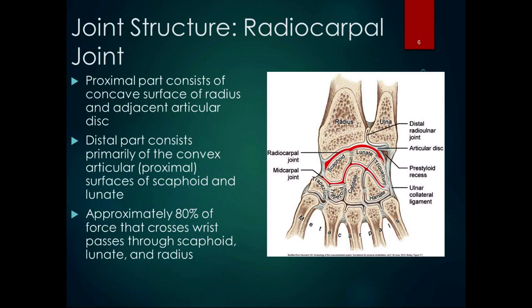The scaphoid is the most commonly fractured carpal bone, and it's because of where it articulates with the thumb. A lot of times if you're holding onto something like a ski pole and you crash and your hand gets jammed, the scaphoid is the one that takes the brunt of it.